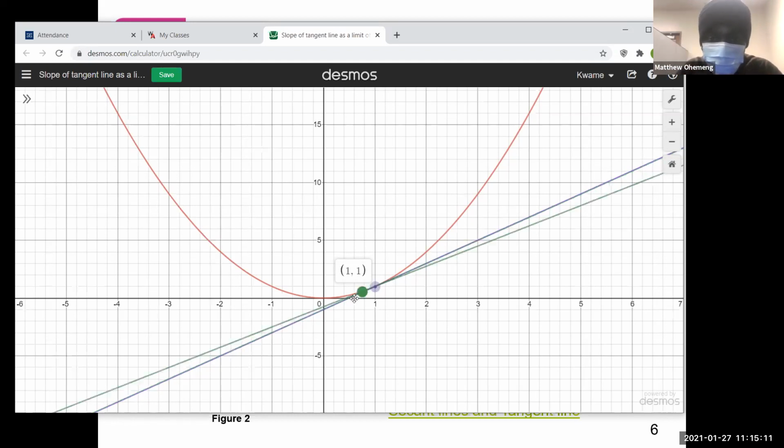You can always get it to be close, right? But not exactly the same. Because if it's the same, then it's on the same point, and in that case, it's not a secant line. Any questions on that?